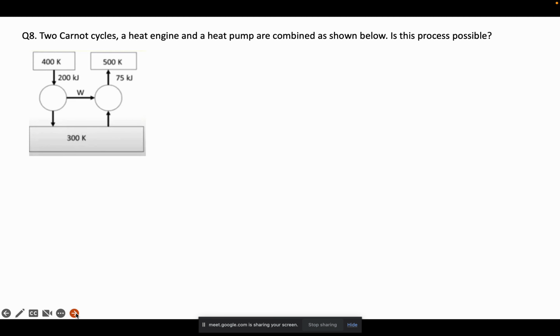Okay. Next, two Carnot cycles, a heat engine and a heat pump, are combined as shown. You have to check whether this process is feasible or not. Now for feasibility, whenever they ask you anything about feasibility, you always have to check the delta S universe. Delta S universe should always be greater than or equal to 0. If it is equal to 0, it is a reversible process, and if it is greater than 0, it is an irreversible process, because entropy of the universe can never decrease.